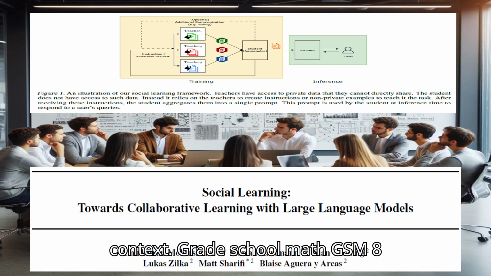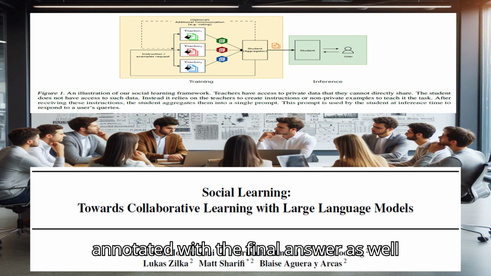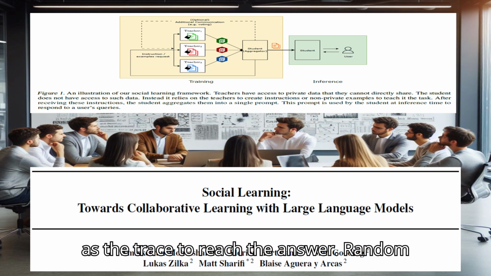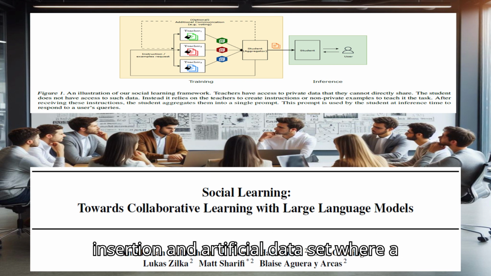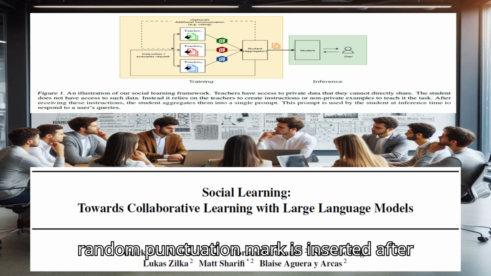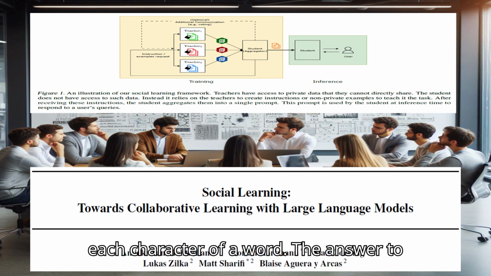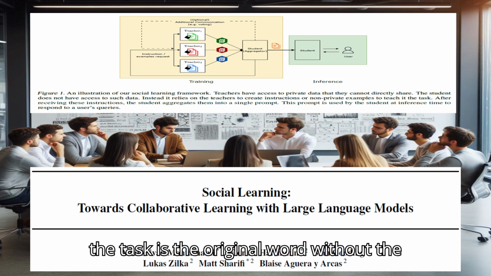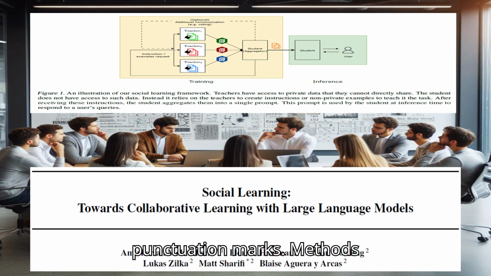Grade School Math, GSM-8K, a set of mathematical questions annotated with the final answer as well as the trace to reach the answer. Random Insertion, an artificial dataset where a random punctuation mark is inserted after each character of a word. The answer to the task is the original word without the punctuation marks.